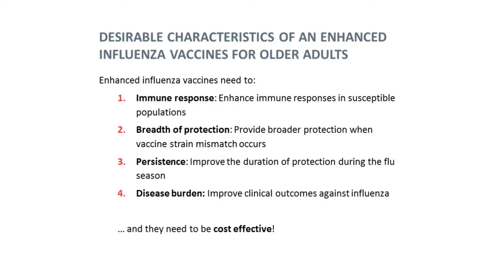What we need, in order to address all the issues that happen in the elderly, is to enhance immune responses in the elderly. The vaccine needs to be more immunogenic. The vaccines need to provide broader protection, especially important when there is a vaccine mismatch. We need to improve the duration of protection during the flu season, because it's not enough right now with the traditional seasonal vaccines. And also reduce the disease burden.